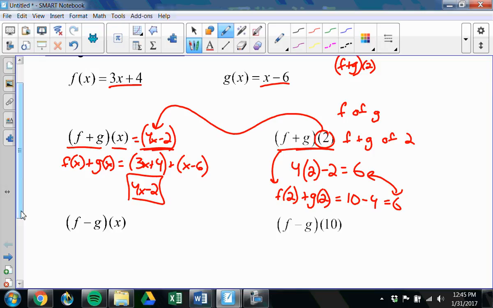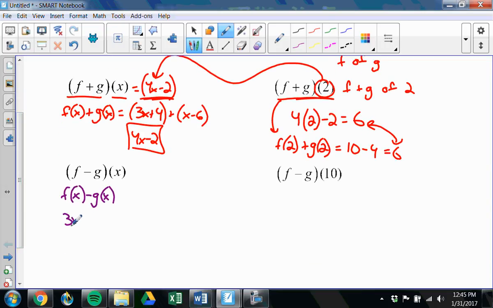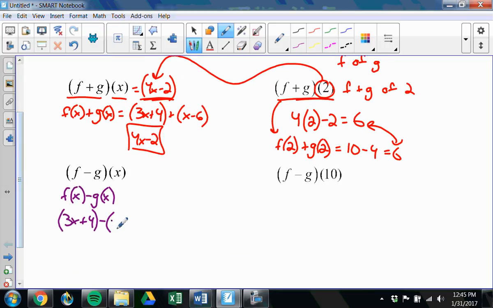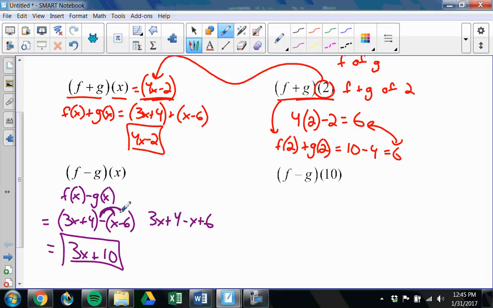Same thing with subtraction. Now I have f minus g of x. I'm going to subtract g from f. So I'll do 3x plus 4, because f of x, I'm doing f of x minus g of x. So 3x plus 4 minus x minus 6. It has to be in parentheses because you're subtracting the whole entire function g of x. And that gets you 3x plus 10. If you're not sure how I got that plus 10 there, this negative has to distribute. So it's 3x plus 4 minus x plus 6. The negative distributes, and that gets you 3x plus 10.